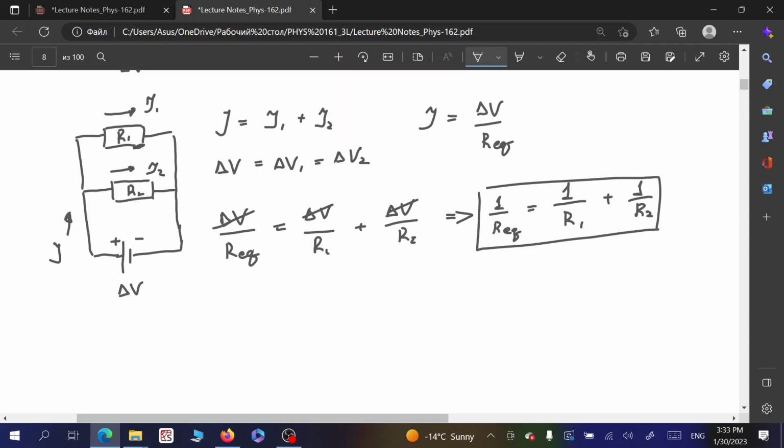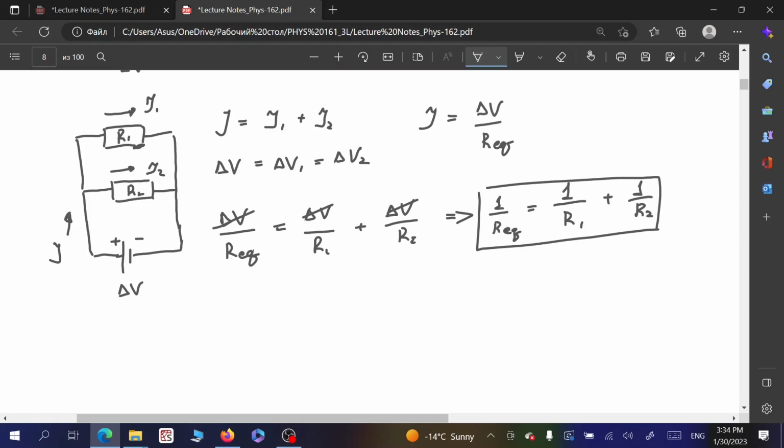So let's say if we have series connection of resistors, the total resistance is equal to the sum of the magnitudes of resistors. If we have series connection of capacitors, the total capacitance of the battery will be smaller than the smallest capacitance of each component in the battery, and vice versa for parallel connection.